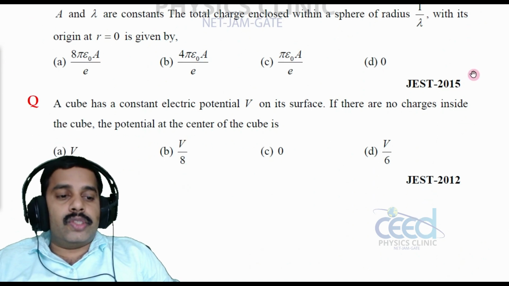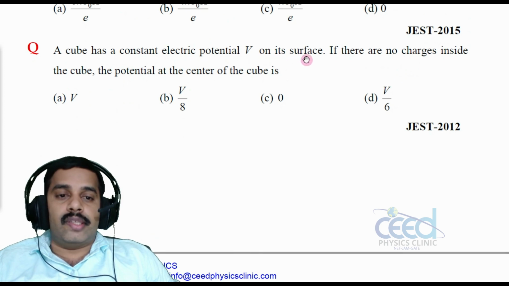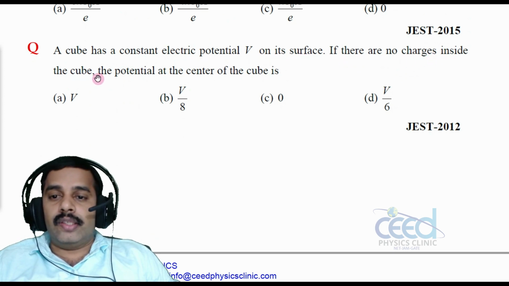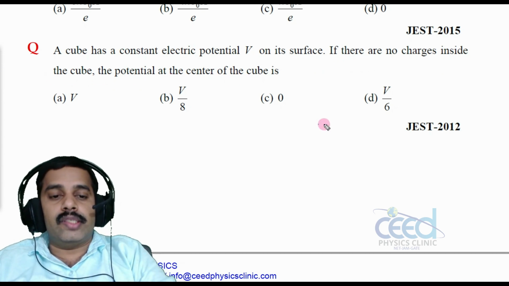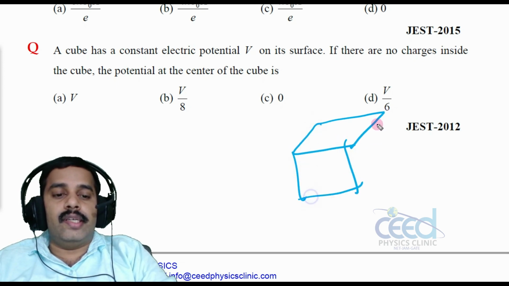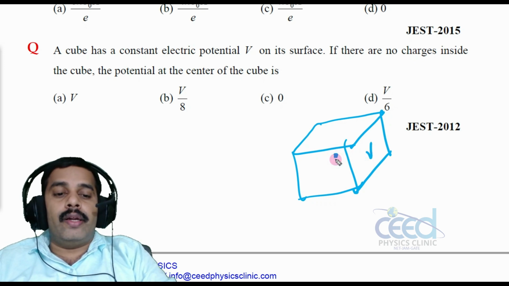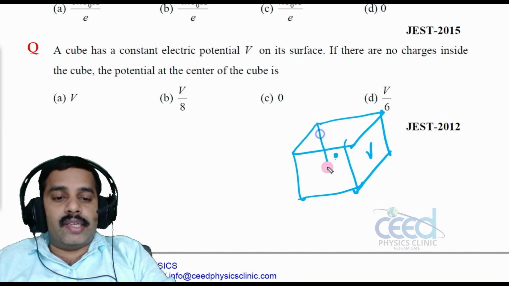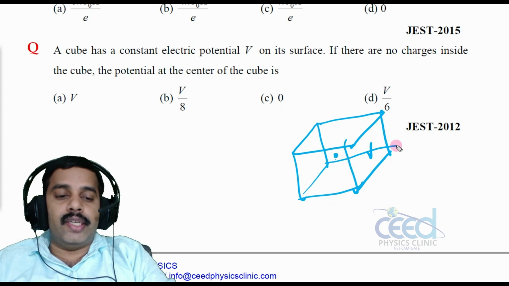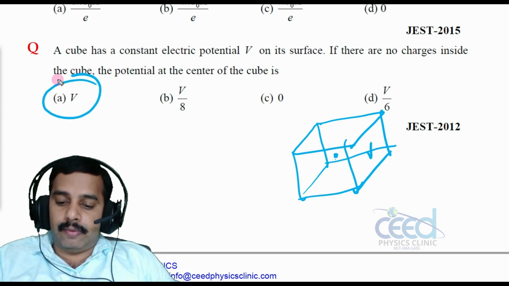Now we have another question here. A cube has a constant electric potential V on the surface. If there are no charges inside the cube, the potential at the center of the cube is. So if you consider a cube, there is no charge inside it. Its surface potential is given as V. So the potential on the surface will be available inside also, right? We can consider this as a cavity. A cube has a cavity, so inside, the potential is constant, equal to the surface potential V. So the option is again A.